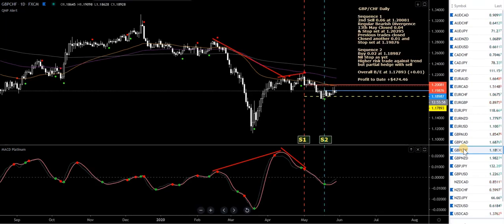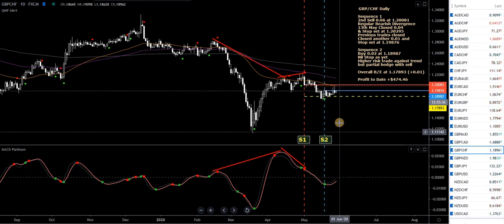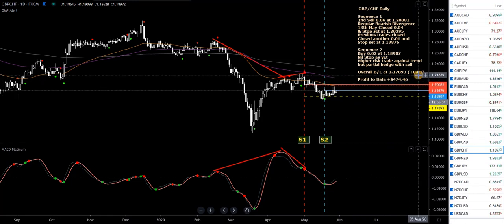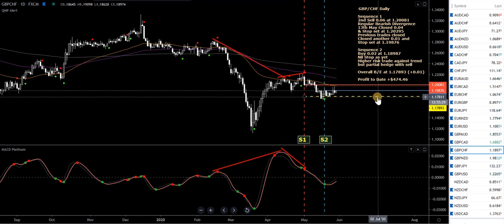All right, pound Swiss took a sell here, and that now has a stop in place. So that's a standalone. That's sequence one. So that's good. And oh, here we go. I've got a buy here. It's sort of come down. Now it's back up in positive territory, or back to the entry level. And the MACD Platinum's still below the zero level. So my overall break even is positive, plus 0.01, as long as price is above it. Overall, it's a winning trade.